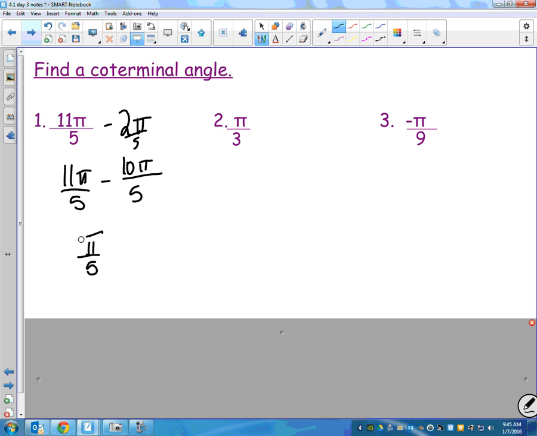It is not wrong if you add 2 pi. It is not wrong if you add 100 pi. It's not wrong if you subtract 262 pi. As long as it's a multiple of 2 pi and you add or subtract correctly, you're going to get a coterminal angle.